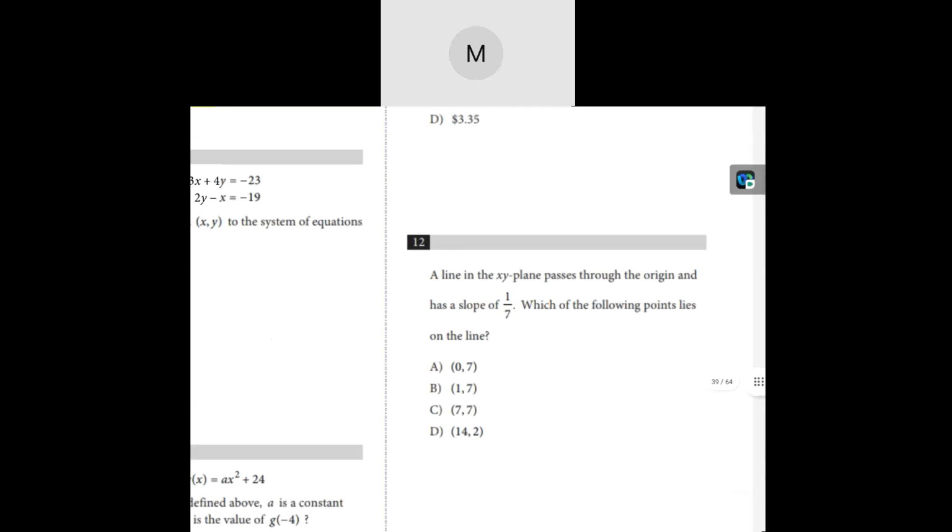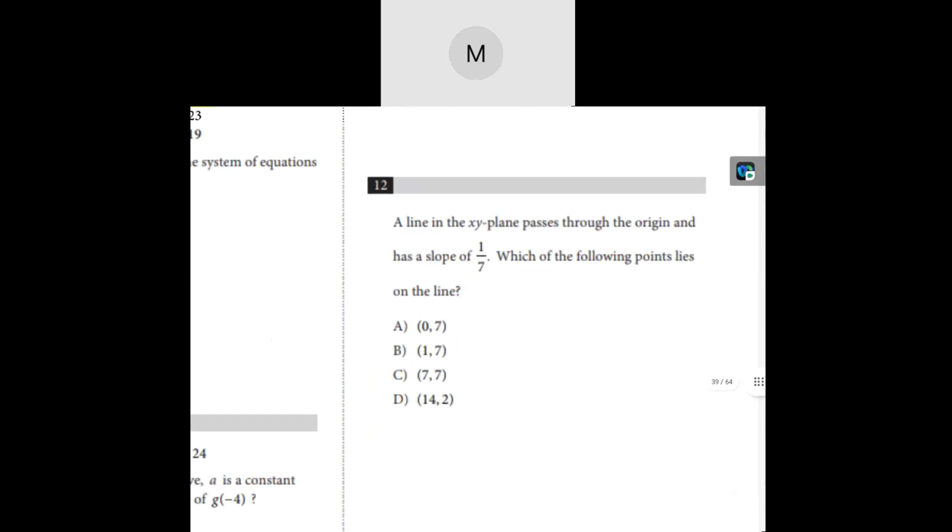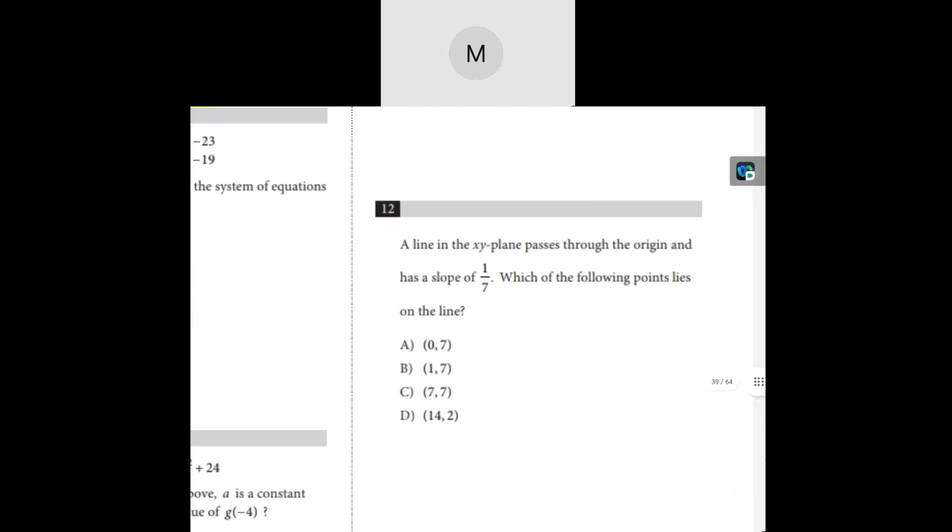All right. One last question here in terms of number 12, which is also related to line.